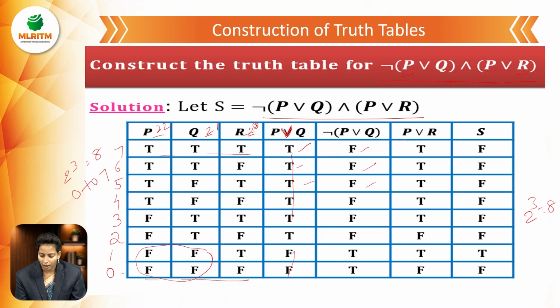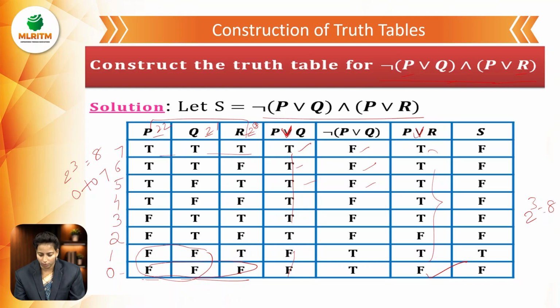Next, P or R. We are applying the disjunction operator between the P variable and the R variable. So observe P or R. What is this symbol? It means disjunction. If both are false, then the result is false, right? So observe, in the last case only, if both are false, the result is false. Otherwise the remaining are true only.